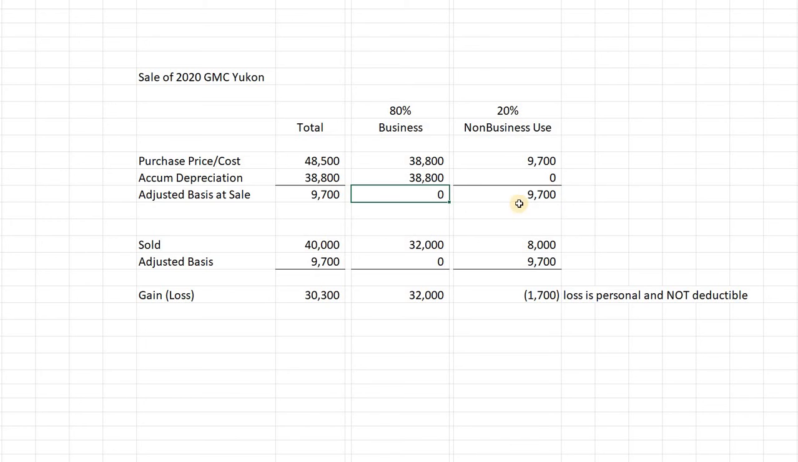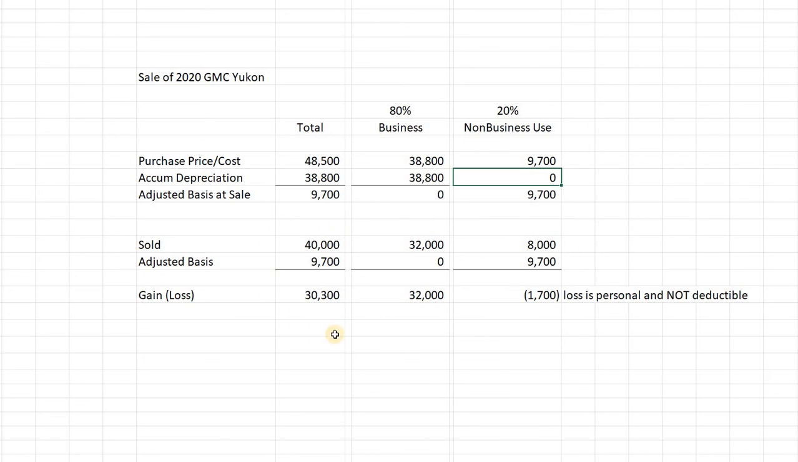But the business did actually spend $48,500. So what do you do with the non-business portion? Well, the remaining amount is personal in nature, it's non-business in nature. The depreciation on it is zero, right? Because we can't take depreciation expense or deductions on non-business use assets.